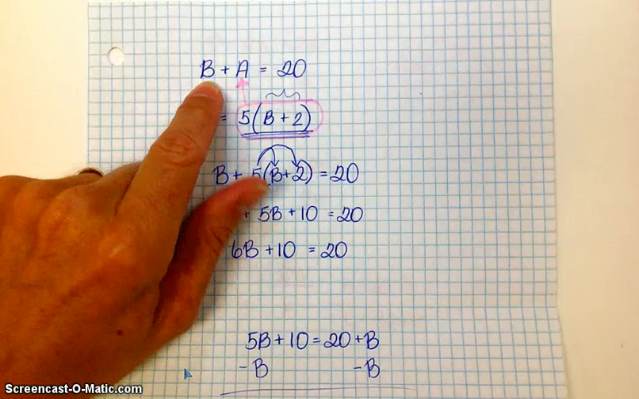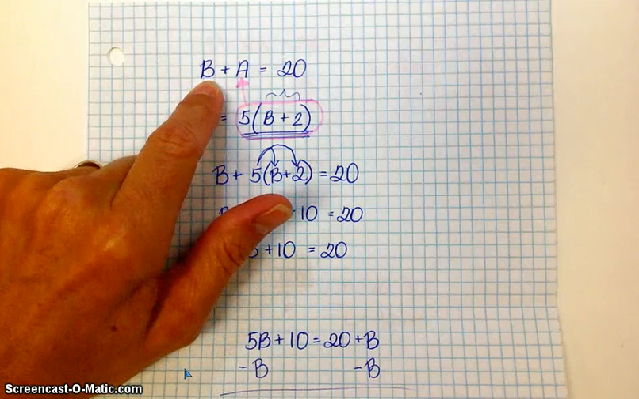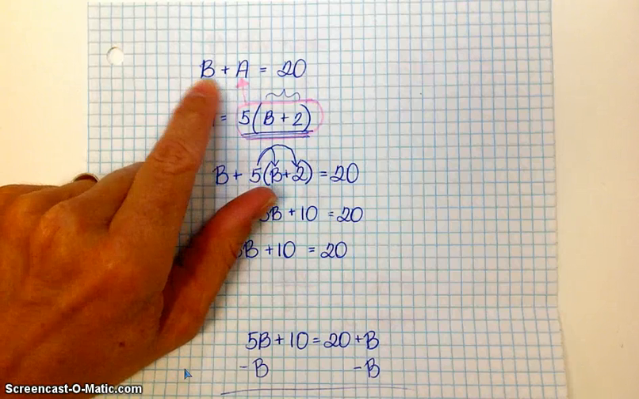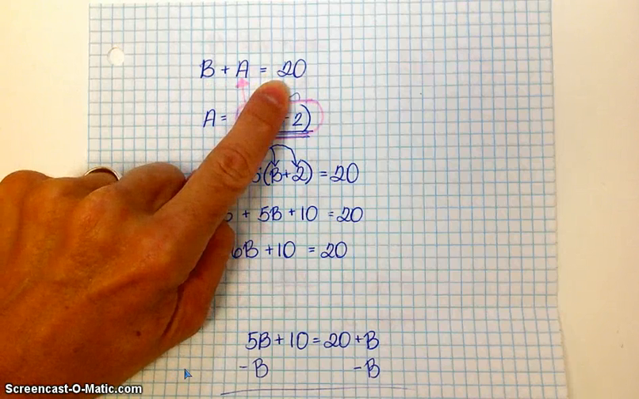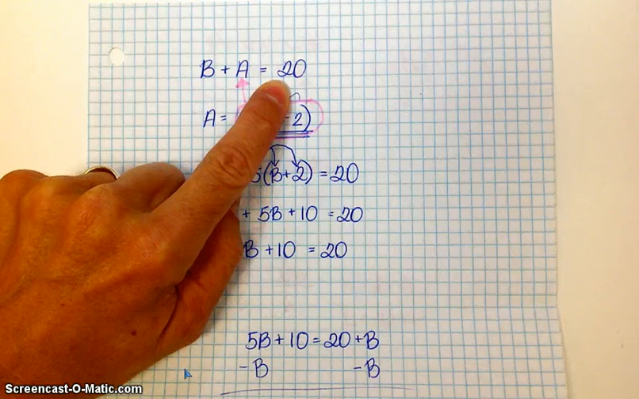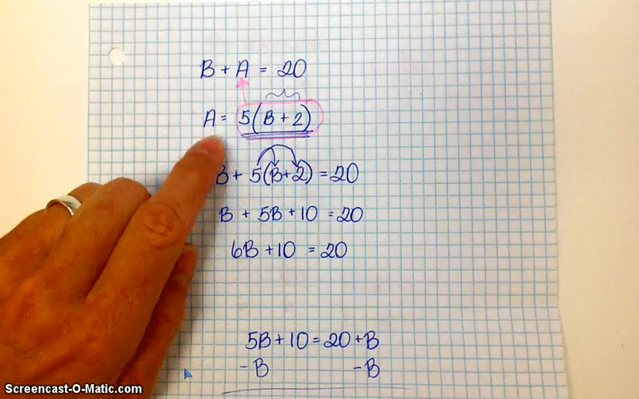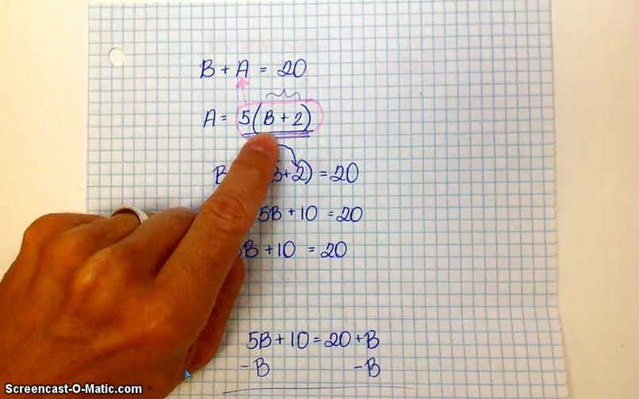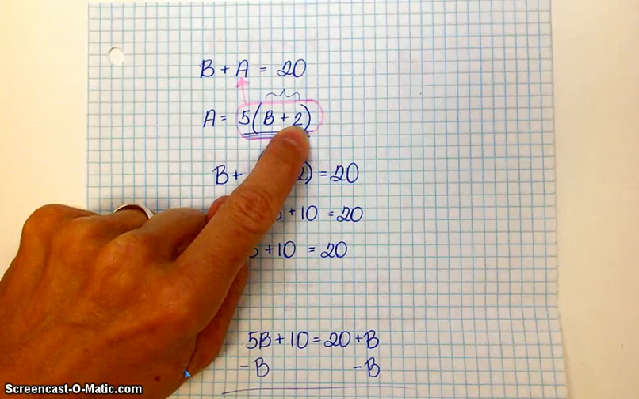Well, whatever number of hours Brian traveled plus the number of hours that Annie traveled, those 2 things are equal to 20. Then the first sentence said that Annie traveled 5 times the sum of the number of hours Brian traveled and 2. So Annie traveled 5 times the sum of what Brian traveled plus 2.